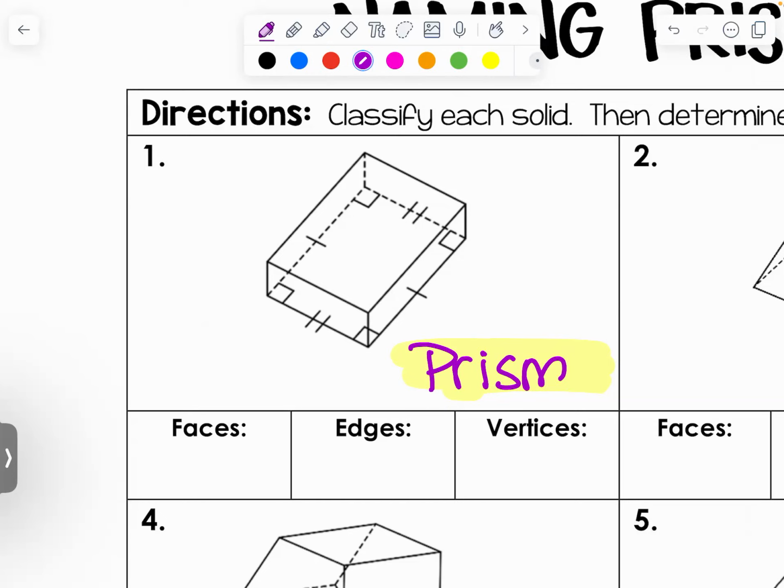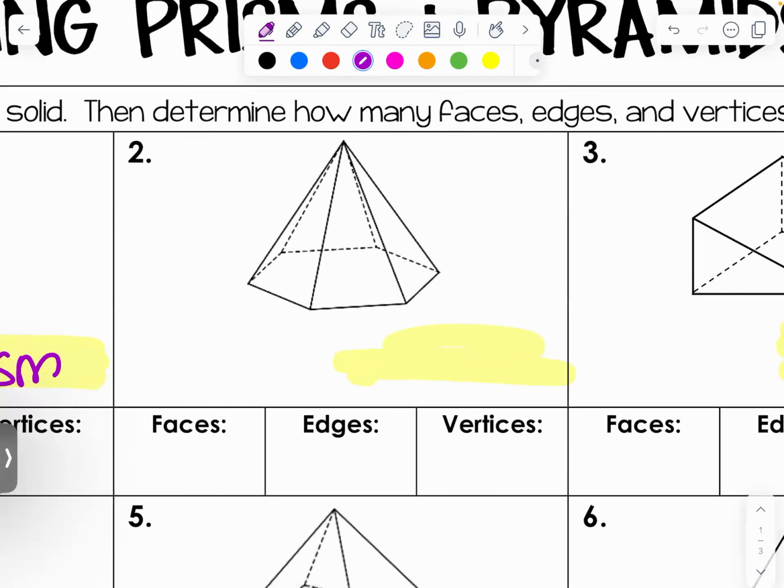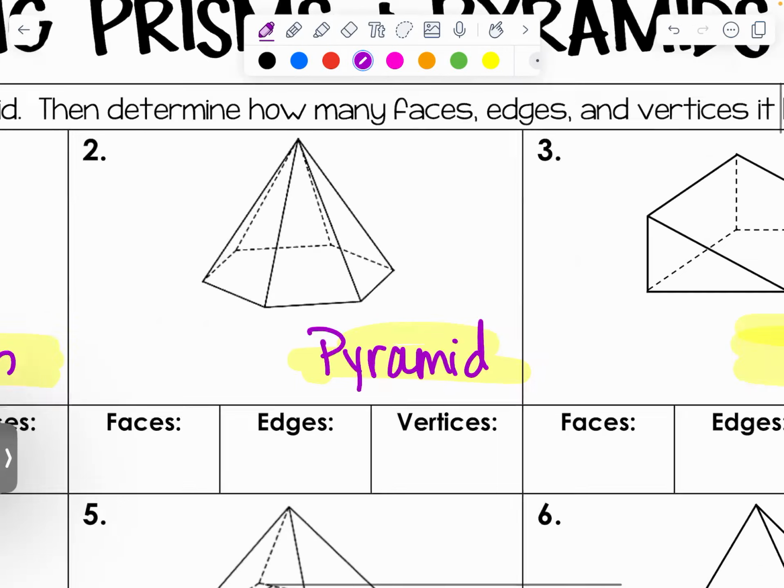Okay, so number one is a prism. Austin, what's number two? Is it prism or pyramid? Specifically, this would be a hexagonal pyramid because we have a hexagon on the bottom and then triangles that come to a point. But right now, I just care about whether it's prism or pyramid.